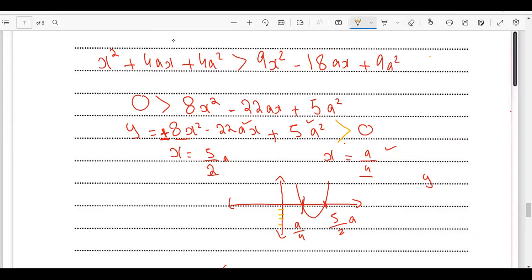Now y is going to be greater than 0. So I'll be focusing on these values of y and on these points. If I'm talking about these points, I will be talking about these values of x in particular. So x would either be less than a by 4 or x is going to be greater than 5 by 2a. This is what you need to understand.